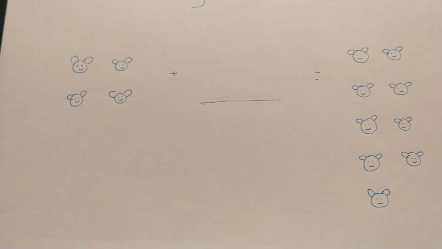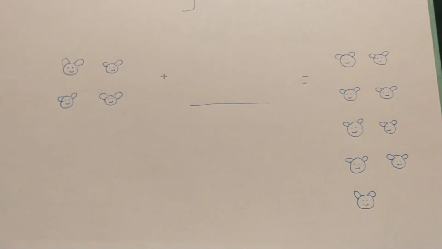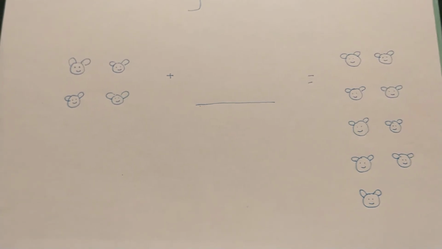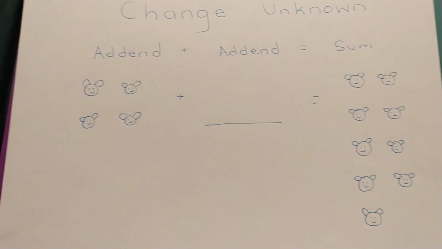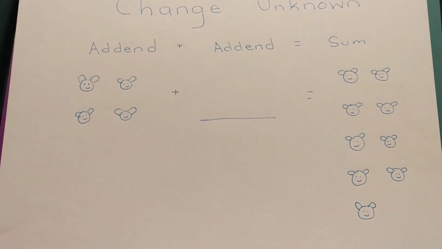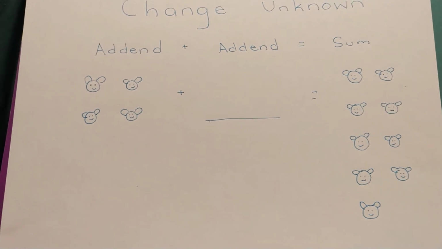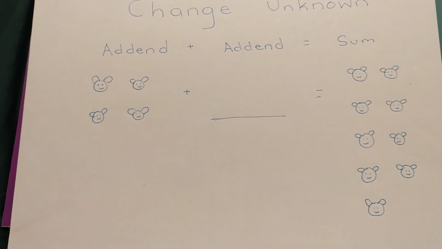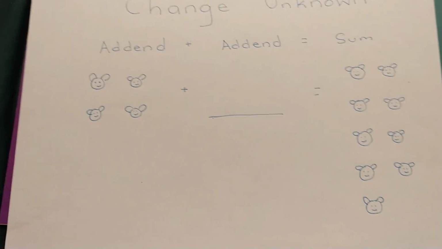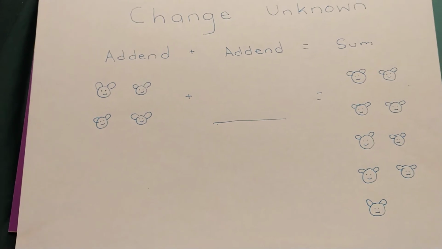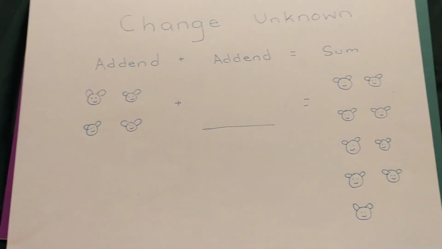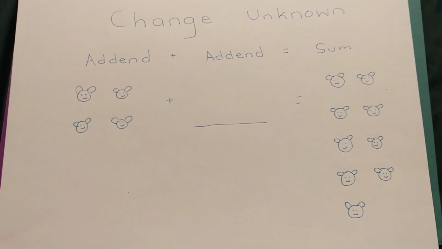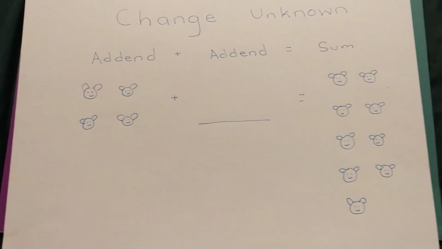If we start with 4 and then a certain amount of bears join and we end up with a total of 9 bears, how many bears joined the tag game? Let's remember that there's an addend and another addend, and they add up to the sum. So we are told that there were 4 bears playing tag. That's the first addend. We're told that a bunch of bears joined, and that's the unknown addend in this case. But we are given the sum, and we know that 9 bears in all were playing tag.